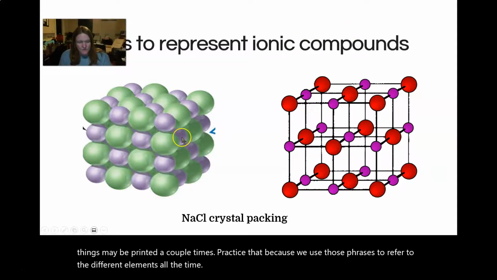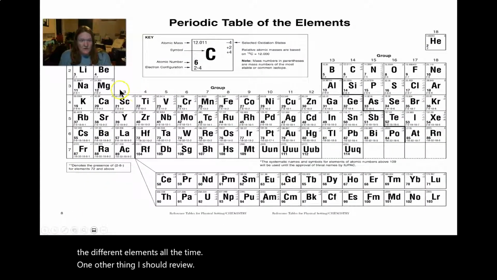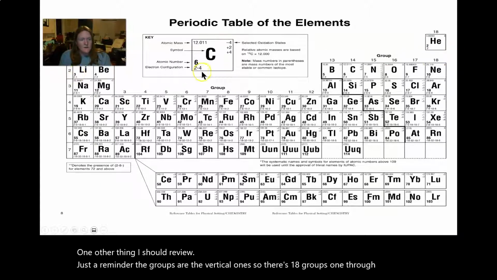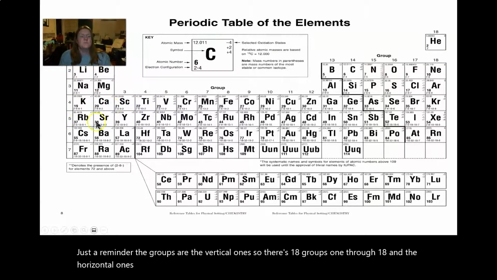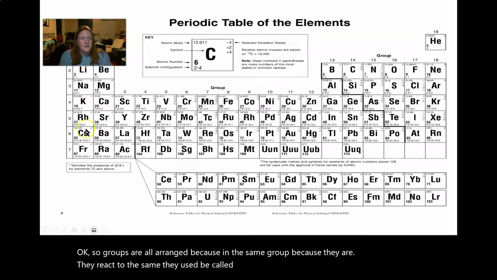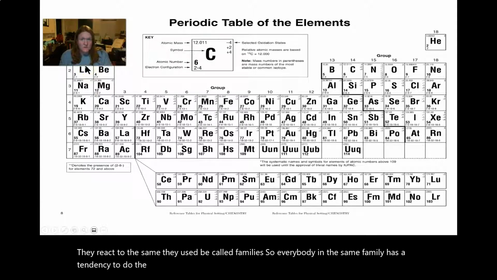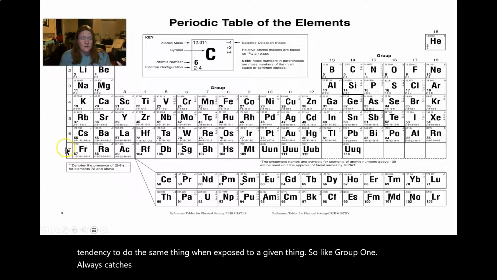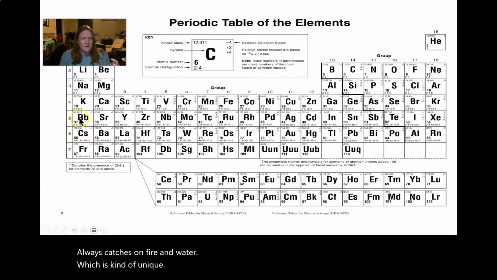One other thing I should review. Just a reminder, the groups are the vertical ones. So there are 18 groups, 1 through 18. And the horizontal ones are called periods. Groups are all arranged in the same group because they react the same. They used to be called families. So everybody in the same family has a tendency to do the same thing when exposed to a given thing. Like group 1 always catches on fire in water, which is kind of unique. It's why they don't exist in nature, like ever.